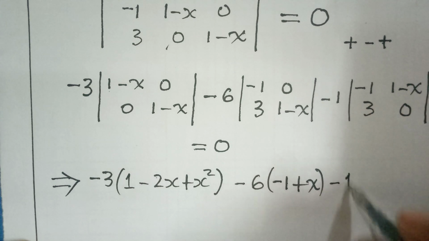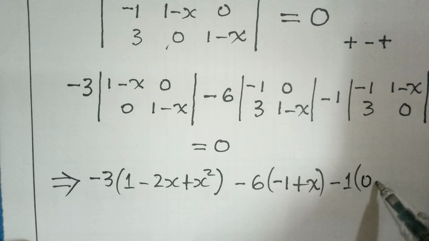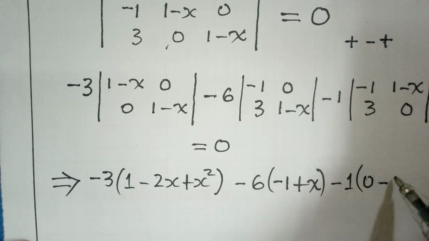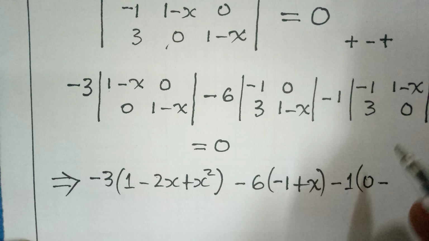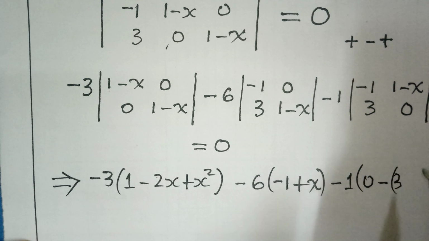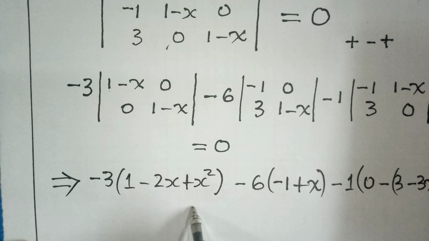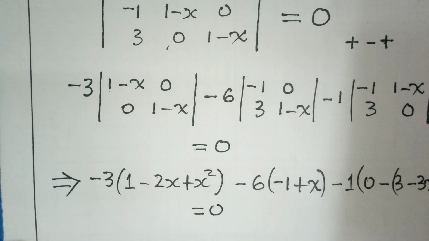minus 1. Here the major diagonal is 0, so we shall have 0 minus the minor diagonal, which we now have 3 times 1 minus x, which is 3. Can put a bracket there, minus 3x, like that. So this one now is equals to 0.